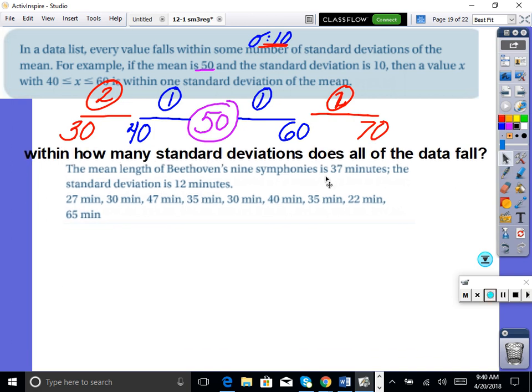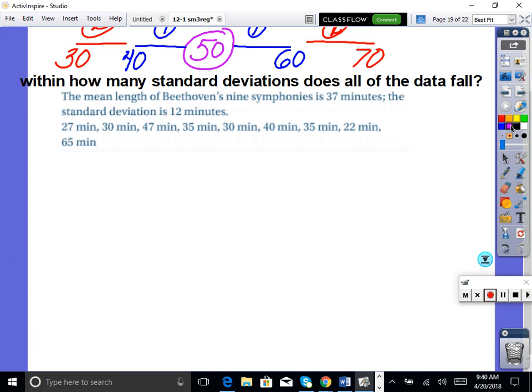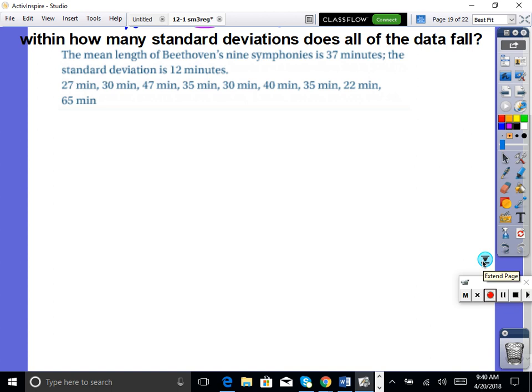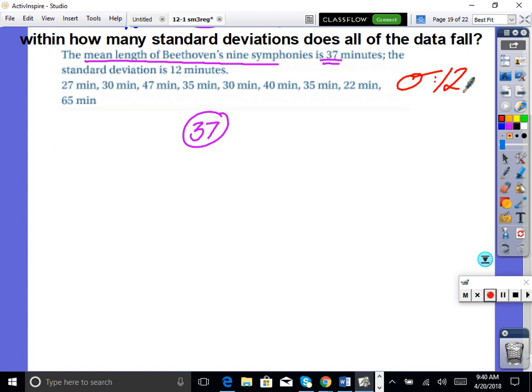Okay, so this is how it's going to word it on your homework. So I would just watch this one, I wouldn't even take notes. Grab your calculator if you need it. It says, within how many standard deviations does all of the data fall? It says the mean length of Beethoven's 9 symphonies is 37. So I'm going to start there, circle that. It says that the standard deviation is 12 minutes. So let's draw out this little thing for ourselves. 37 plus 12.